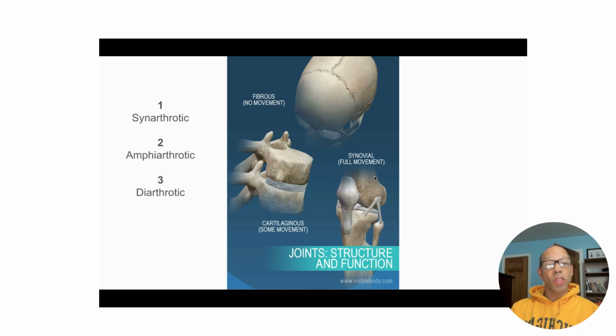And then our last one, synovial joints. This allows that full movement. Those are also called diarthrotic joints at times. So again, full movement: the elbows, the hips, the knee joints, things like that. Full movement. They have a synovial membrane within the synovial capsule, and it gets lubricated.